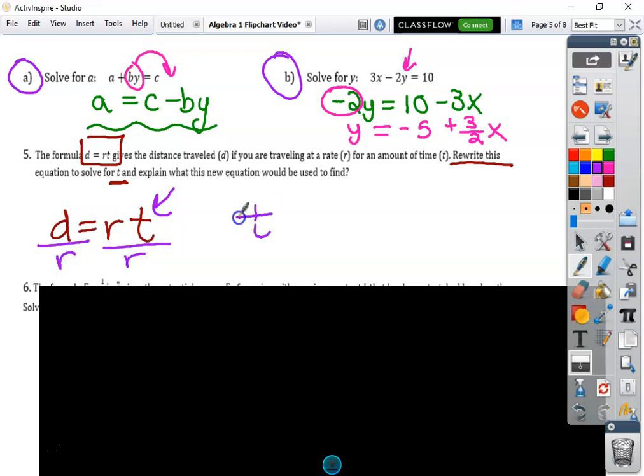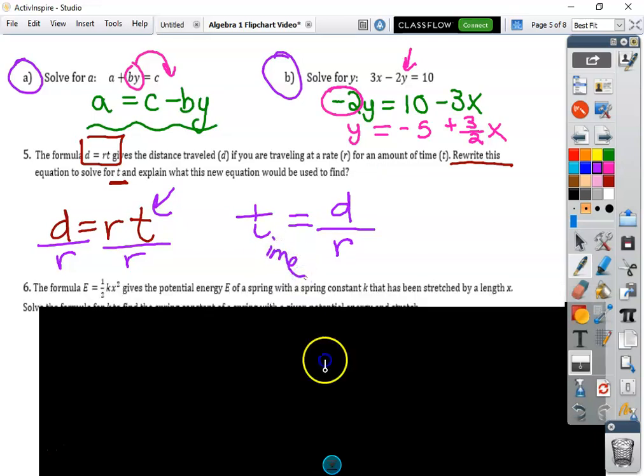So I have t now equals distance over rate. How many miles over how fast you're going. So now it's rewritten. Explain what this new equation would be used to find. How long? T stands for time.